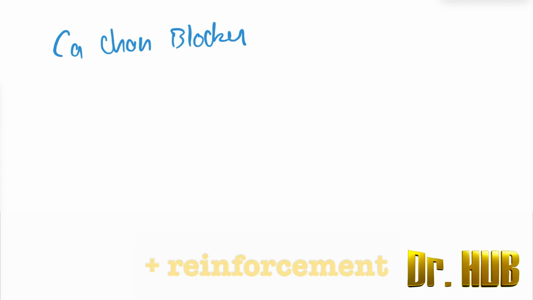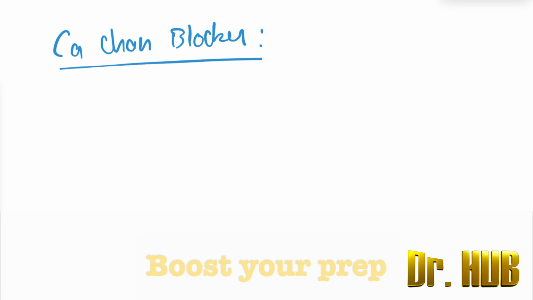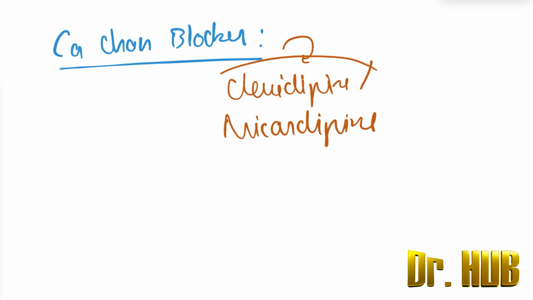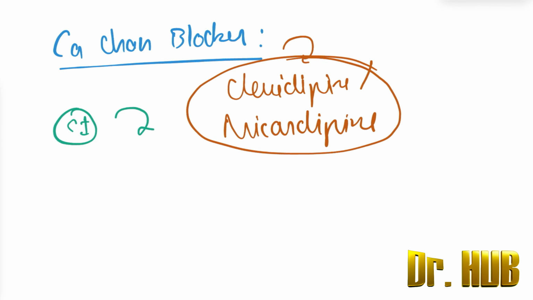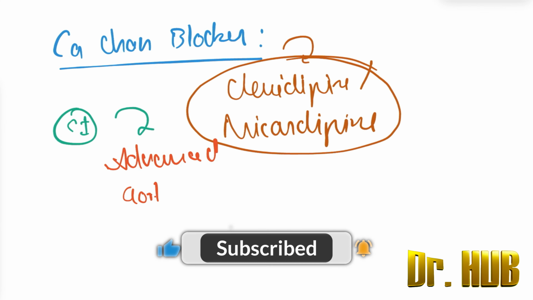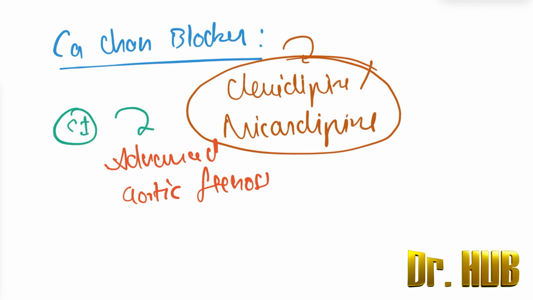Next, as we move on, we will look at the calcium channel blockers. Under the calcium channel blockers, the examples being the clevidipine as well as the nicardipine. So they are some examples. And where is it contraindicated? The calcium channel blockers are contraindicated in case of the advanced aortic stenosis.